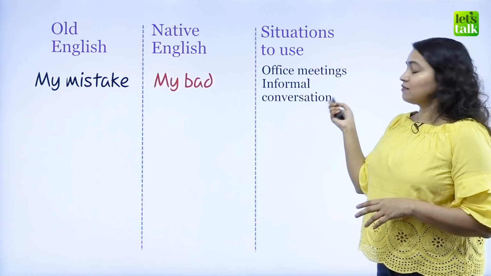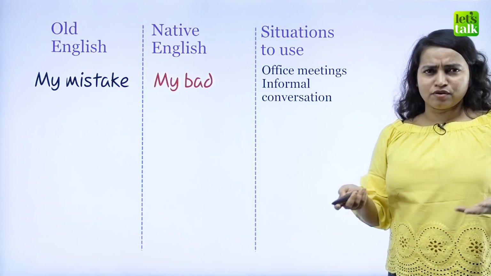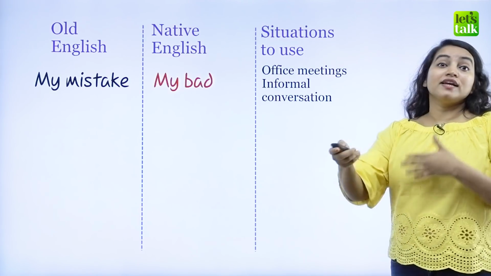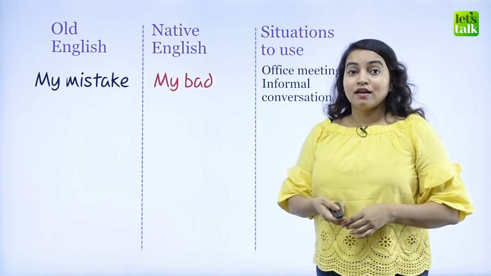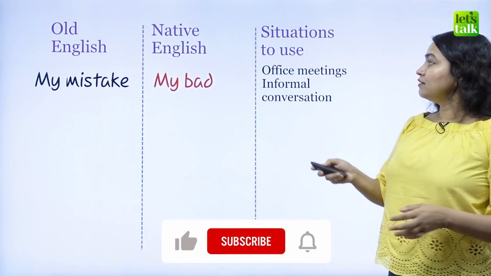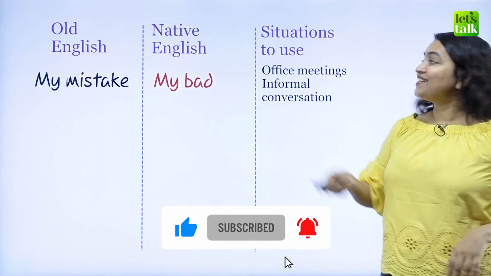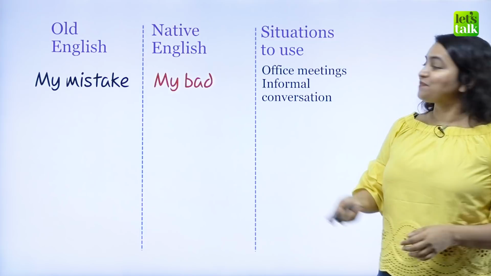And when do you use it? Let's say you are in an office meeting. If you did some error, you could say, hey, my bad. Or let's say you are in an informal conversation with a friend or with anyone you know, and you did something by mistake. Instead of saying, my mistake, you could say, oops, my bad. So those are native English ways of admitting to your mistake.